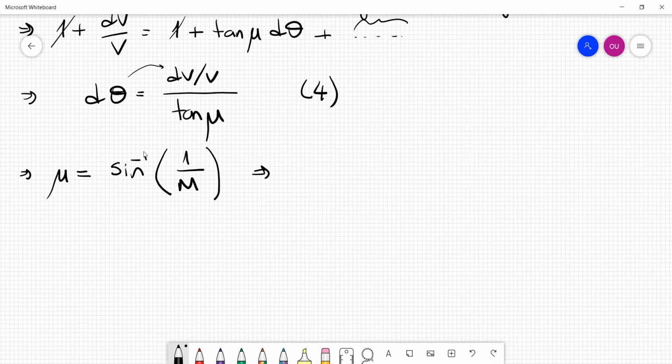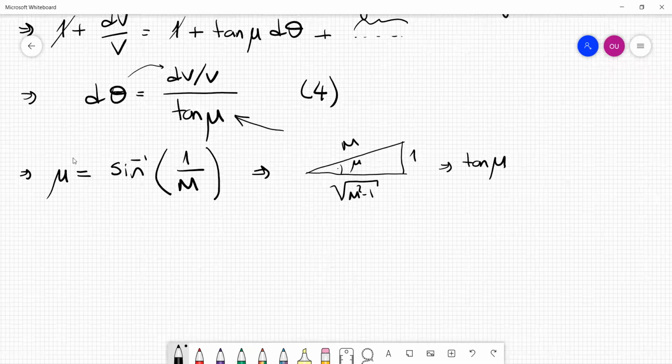If this is the case, it basically represents more or less a triangle like this. So this is, let's say, 1, this is M, and this is mu. So sine mu is equal to 1 over M. In that case, this edge becomes square root of M squared minus 1. Why am I doing this? Because I can get tangent mu from this triangle, and tangent mu appears in this equation. That's why I want to do this.